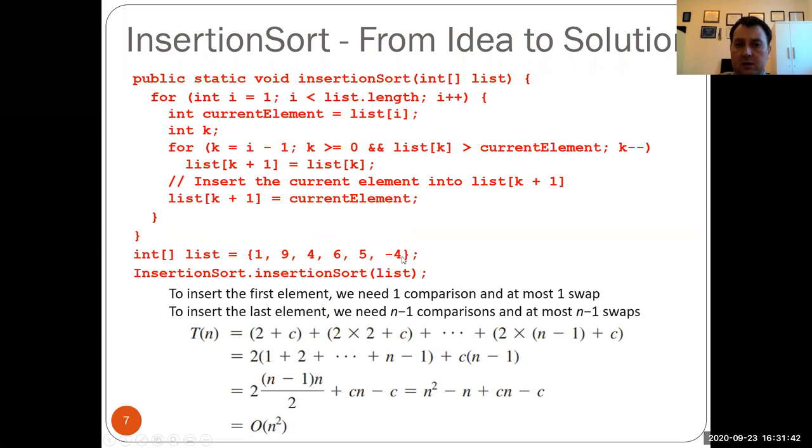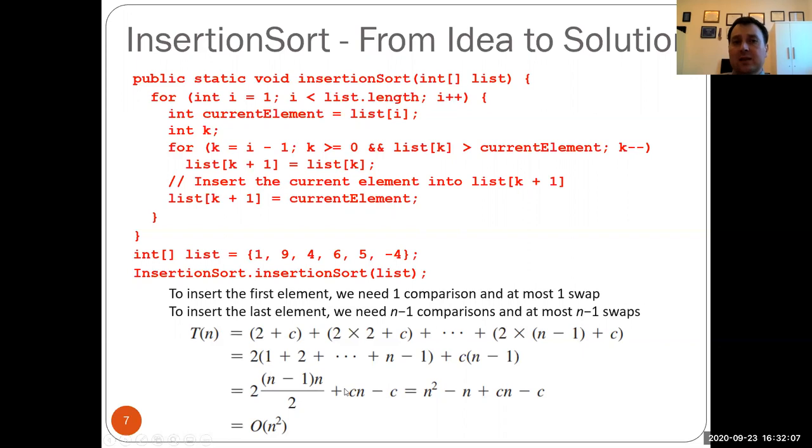If you try it on a simple array, either generated randomly or created, like in this case, with an inline definition of the array, it will sort the elements of the array. And if you print the list, it will print them in sorted order: -4, 1, 4, 5, 6, and 9.